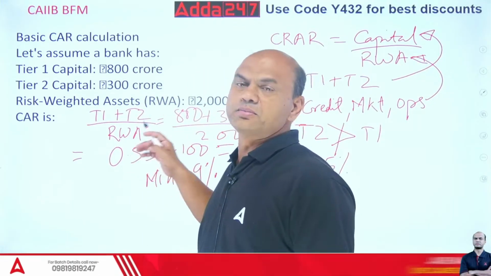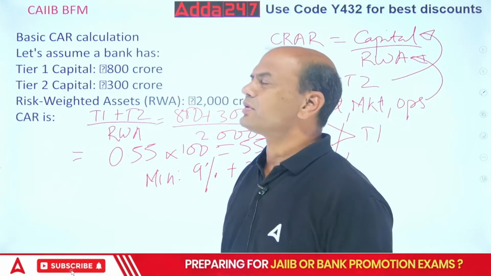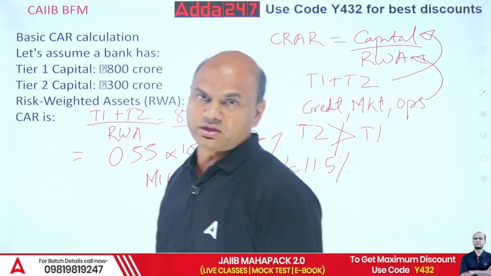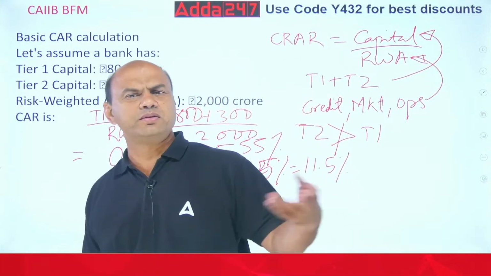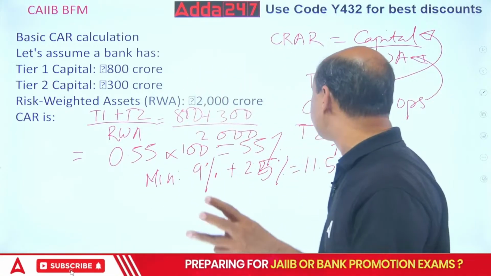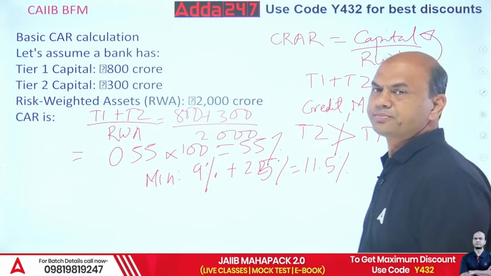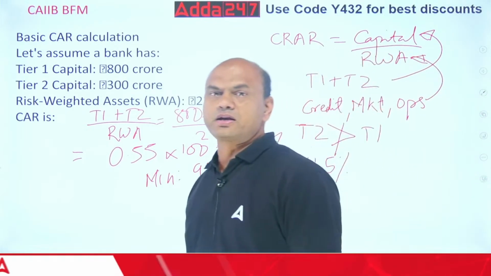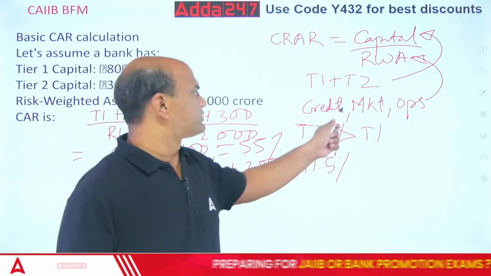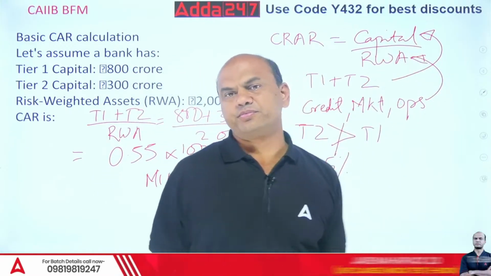So basically RWA means what? Let's consider loan as one part. So this RWA will include which type of risks? Let it be loan, let it be these bonds. It will include three types of risks: credit risk, market risk, and operations risk. So these three risks will be there. This will move towards RWA. T1 plus T2 will move towards capital. Okay.